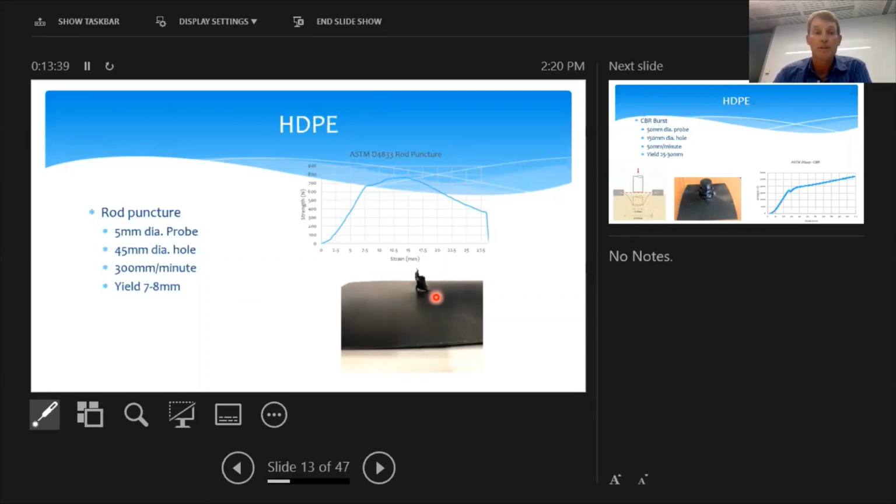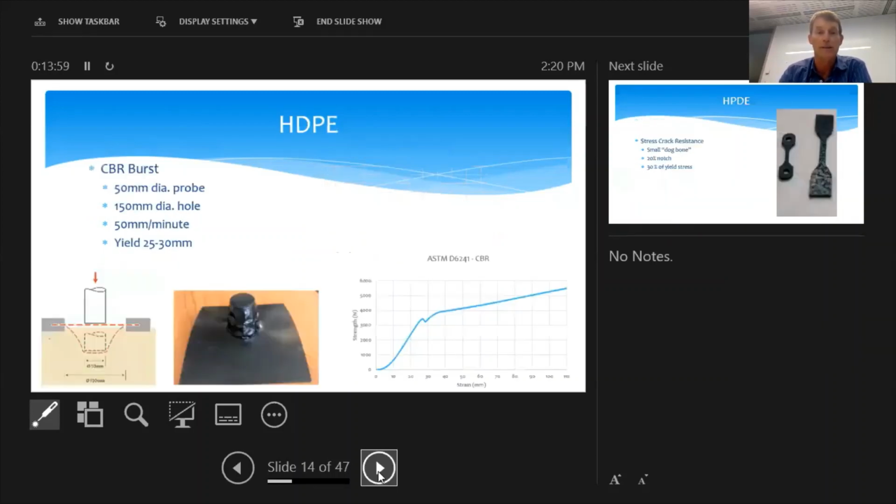What's important to see is that while yield occurs at that 7 to 8 millimeters, it only really punctures at around about 27, 28 millimeters puncture depth. So there's a difference between yield and actual puncture. And that becomes important when you see later how the Americans analyze it.